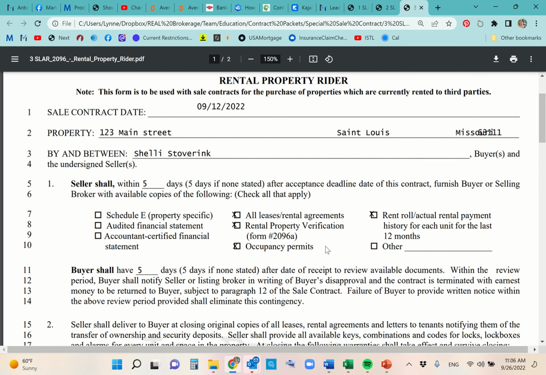However, you should have your buyer expect that if there are long-term tenants, or sometimes tenants that have been there longer than the ownership of the building, they may not have the occupancy permits. And I don't know how long the city of St. Louis holds those permits. I want to say something like 10 years. So you may not find all the occupancy permits, and I wouldn't freak out about that.